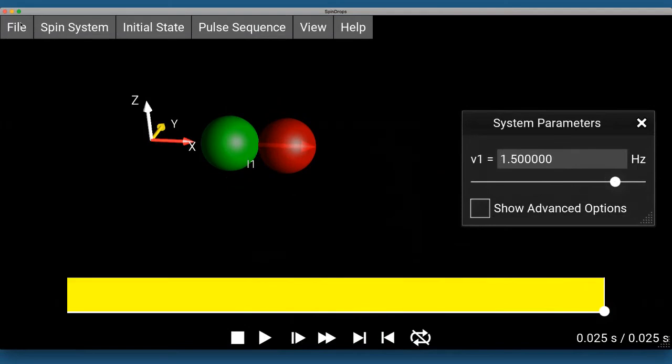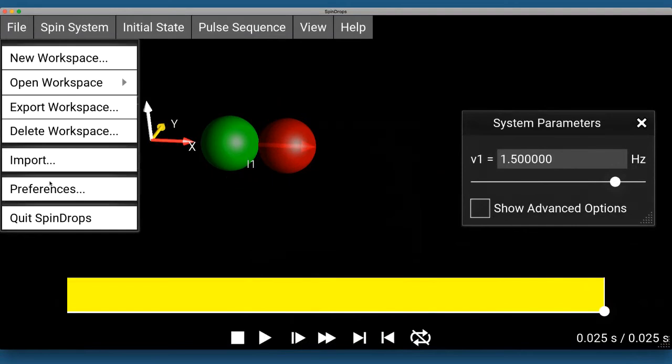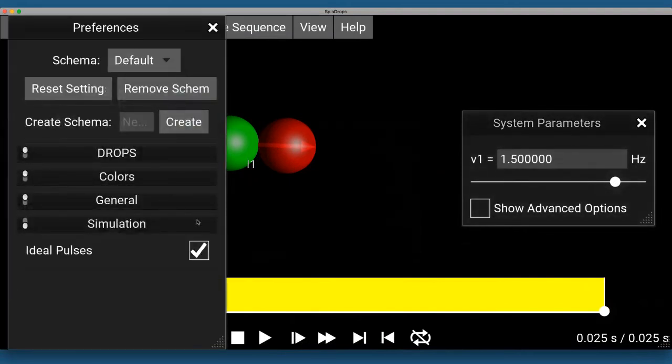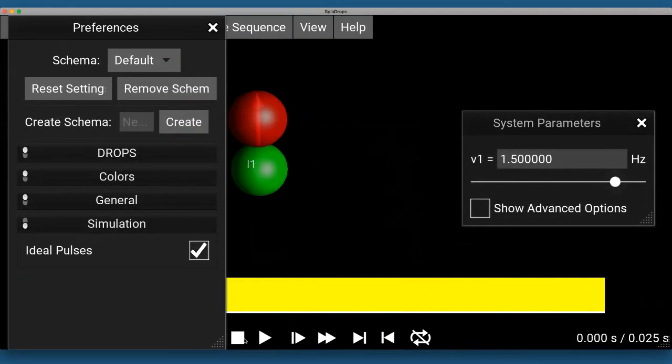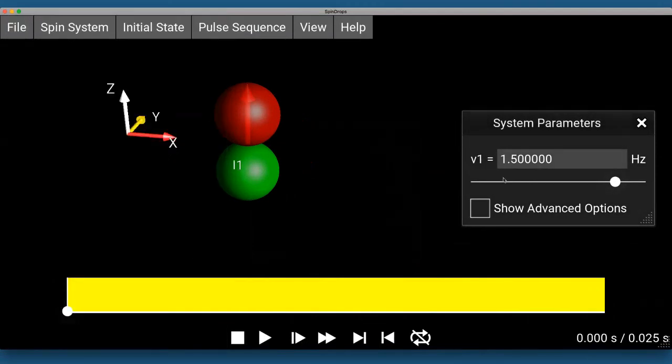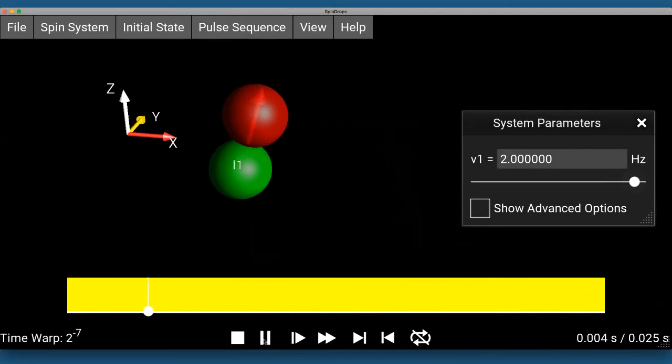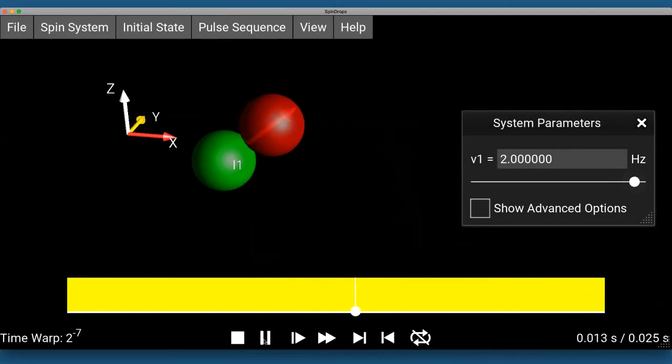But if I go back to my options and switch off the ideal pulse, now the chemical shift evolution is taken into account during the pulse. And so if I rotate, I still rotate down to the x-axis.